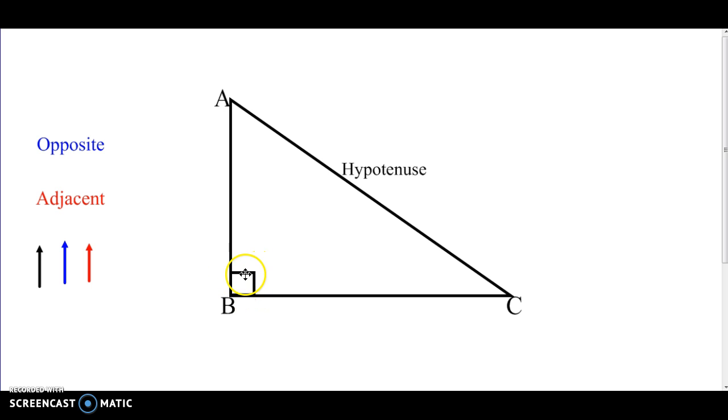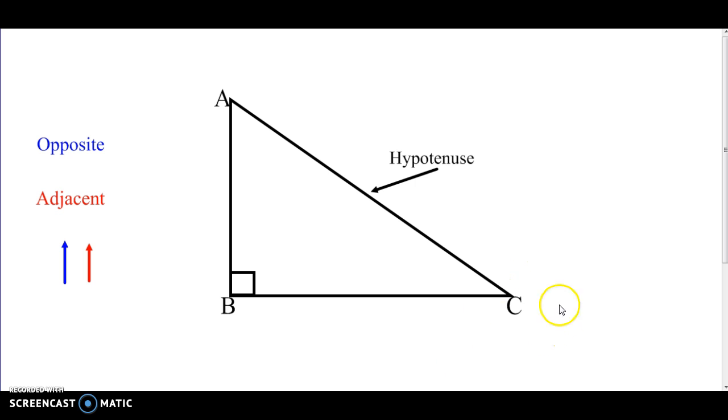So here's my right angle. Here is the side opposite. So this is the hypotenuse. So the hypotenuse will always be the longest side. When we're referring to opposite and adjacent, we're only referring to the legs of the right triangle, and the opposite and adjacent sides change depending on what angle we're focusing on.